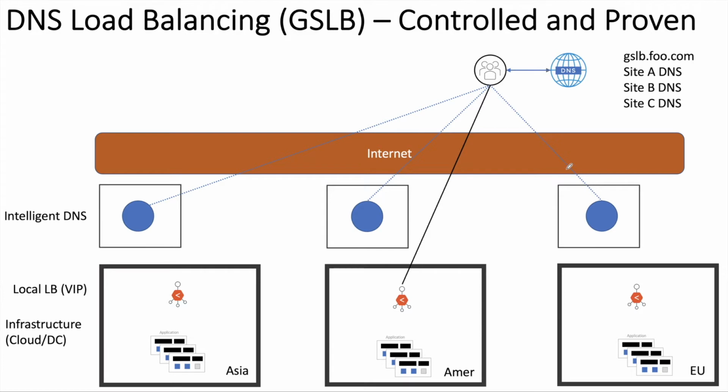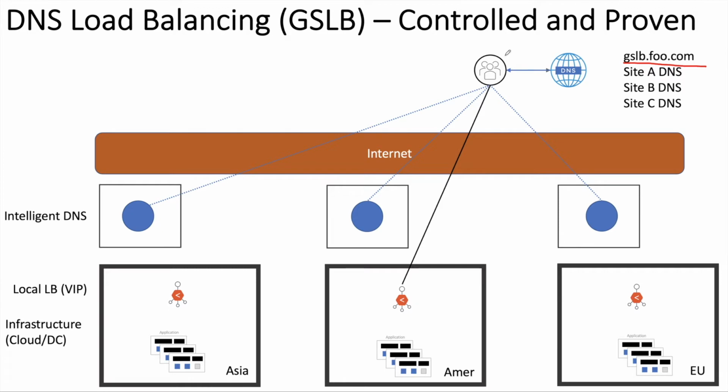But what we do to control user traffic and decide which data center we're going to send a user to when they access our application is all based on DNS, okay? So let's say that this application that I've got spread throughout the globe is called GSLB.foo.com, okay? What's going to happen?